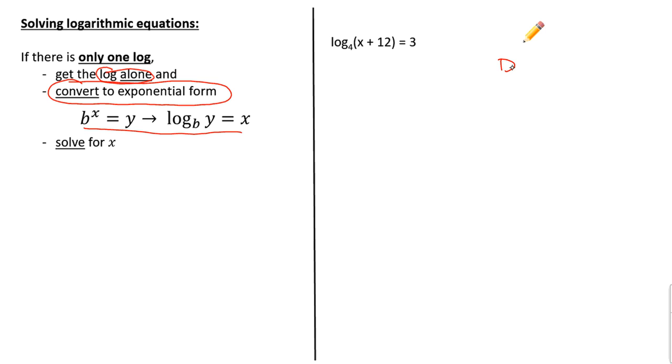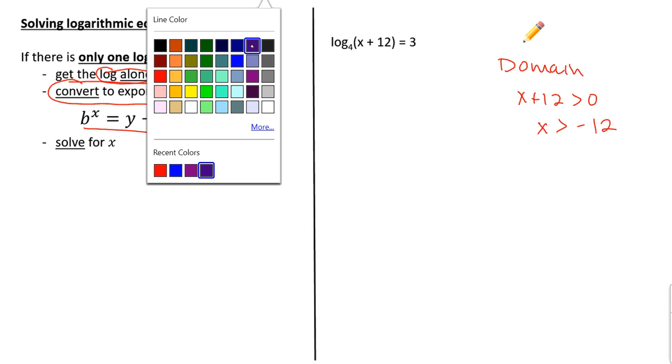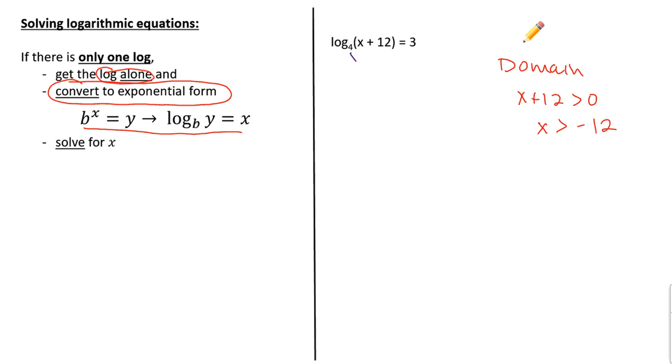First things first, your domain: x plus 12 has to be greater than 0, which means x has to be greater than -12. Finish solving. You're going to convert it into exponential. So if you remember, we call it a loop. You get 4 to the third. Little baby base becomes the big base. Those guys switch sides. 3 is now the power, and that equals x plus 12. Ta-da! Our x is out of the log, so now we can solve like normal.